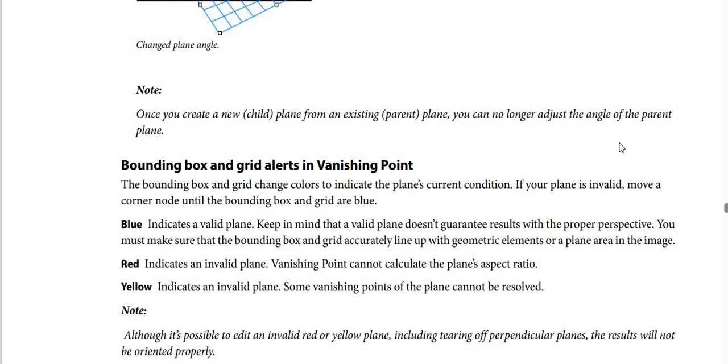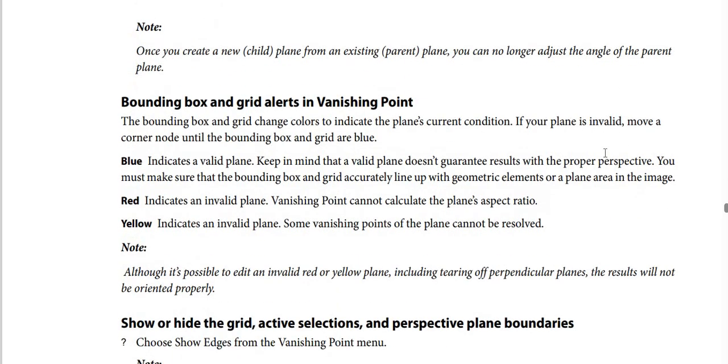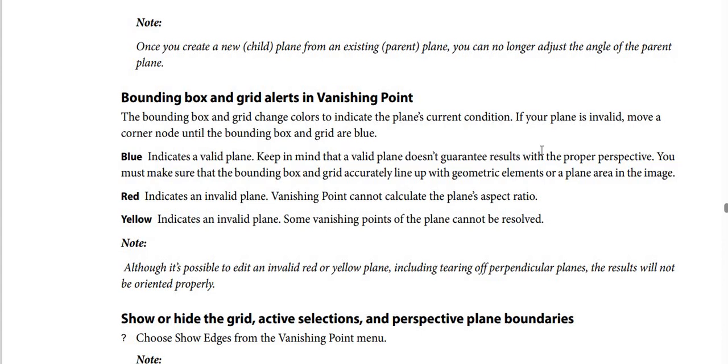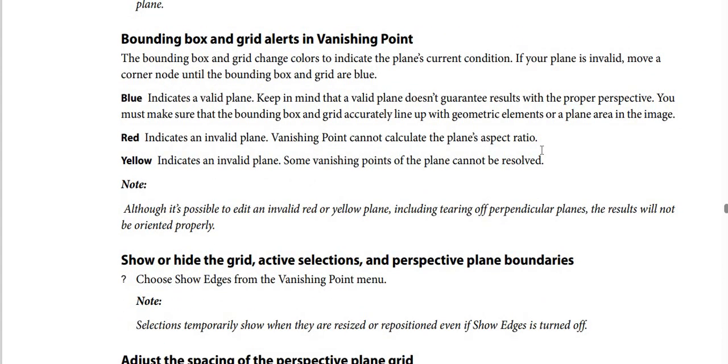Bounding box and grid alerts in Vanishing Point. What about bounding box and grid alerts in Vanishing Point? By the way, the bounding box and grid change colors to indicate the plane's current condition. If your plane is invalid, move a corner node until the bounding box and grid are blue. We have options here now.